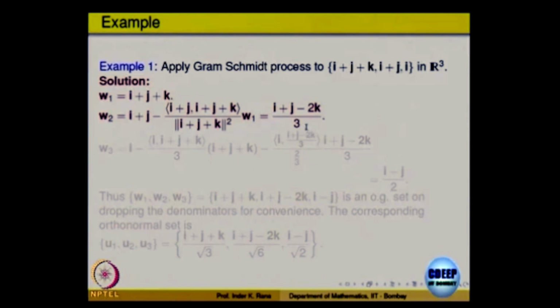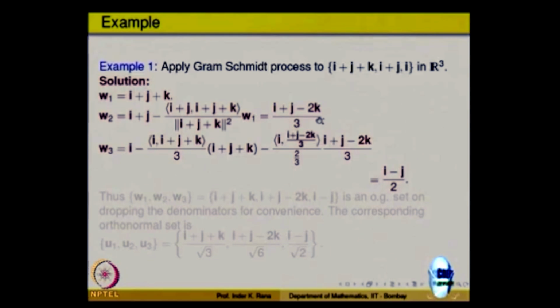This one, once you do the computation yourself, you will do it, right? Okay. What is the third one? How do you get the third one now? W1 and W2 have been constructed. So how do you get W3? Look at the third one, that is my I. From that I have to remove the sum of the projections on the earlier ones. What are the earlier ones? W1 and W2. So let us remove the projection.